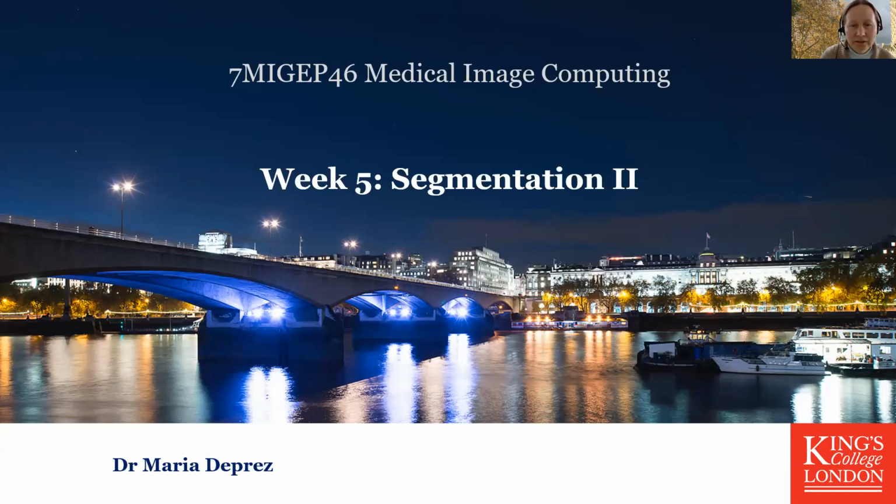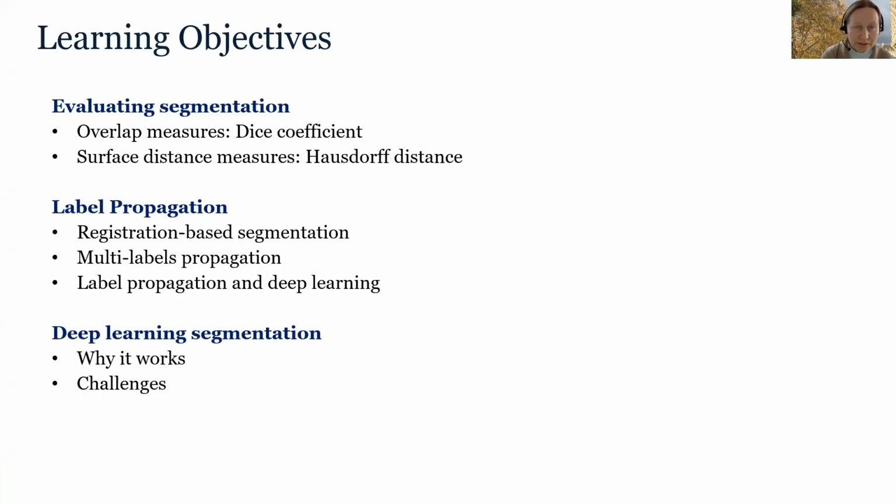Welcome to the second image segmentation lecture. This week, we have 3 topics. First, we will talk about evaluating performance of automated segmentation. We will discuss overlap measures and surface distance measures. Then we will see how we can use registration to achieve image segmentation as well. And finally, we will have a high-level overview of deep learning segmentation.